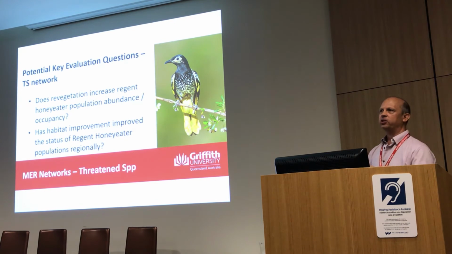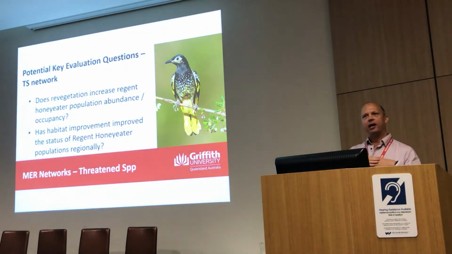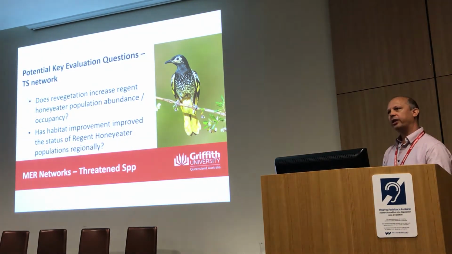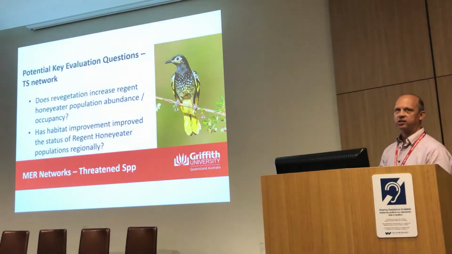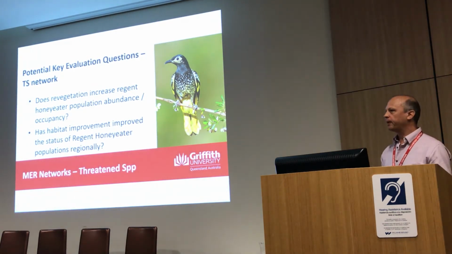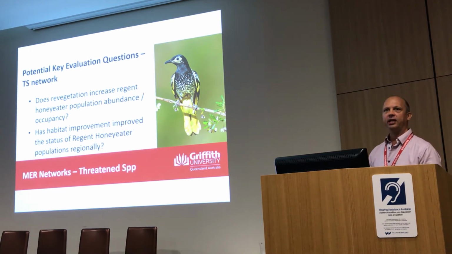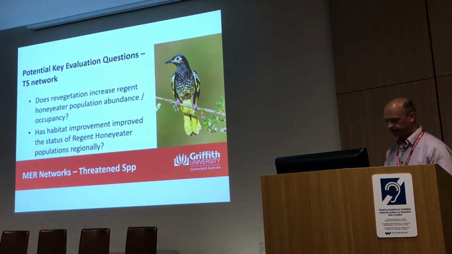So does revegetation at a site result in an improvement in the population at that site? We can then scale it up. As Sam said, our framework has a hierarchical nature. So we can scale it up and say, has our habitat improvement improved the status of that particular species regionally? There we have your multiple RLP projects, your 6 projects that are looking at Regent honeyeaters. They're all doing revegetation efforts. What proportion of those projects resulted in an increase in that population? So you can report on the status of the Regent honeyeater at a regional level.